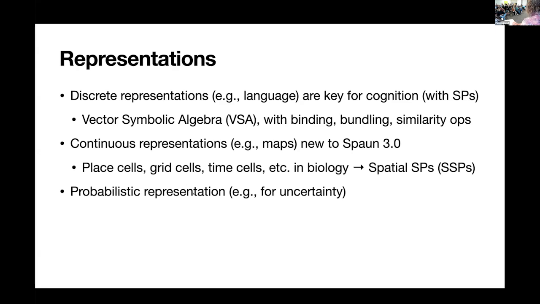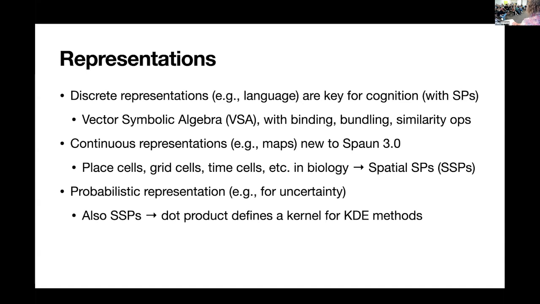Probabilistic representation, right? You can actually use SSPs for doing probability representation as well, kind of thinking of them as a map, as Michael has been developing a bunch of that work. We can essentially take the dot product between two SSPs and it defines a kernel that we can use for doing kernel density estimation, right? It's the sinc kernel, which is a little bit weird, but it works perfectly well. And then use things like Langevin dynamics for doing sampling from those representations.